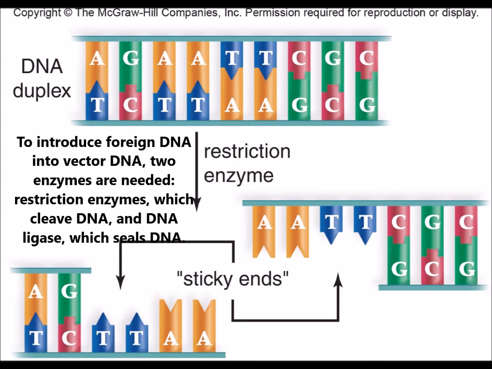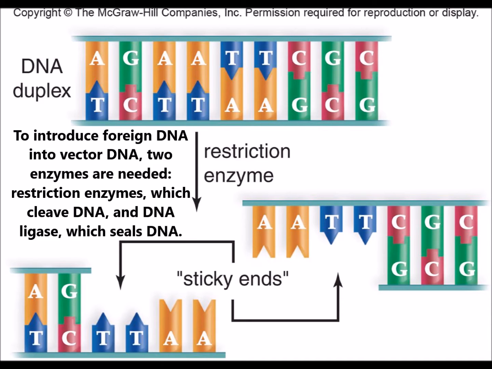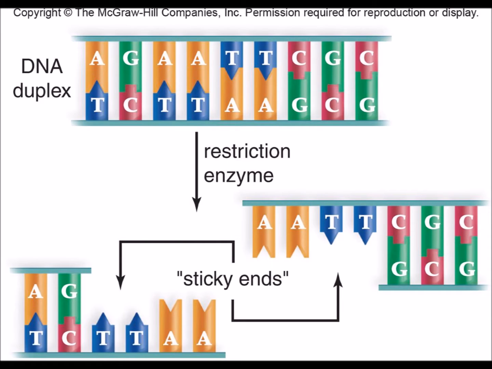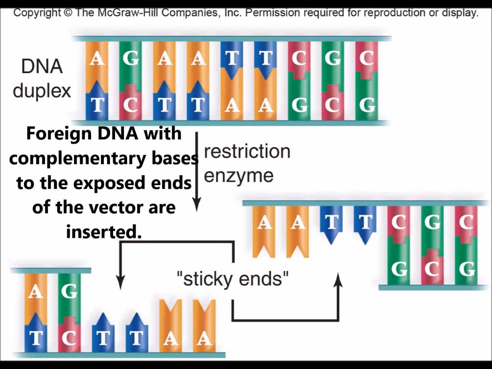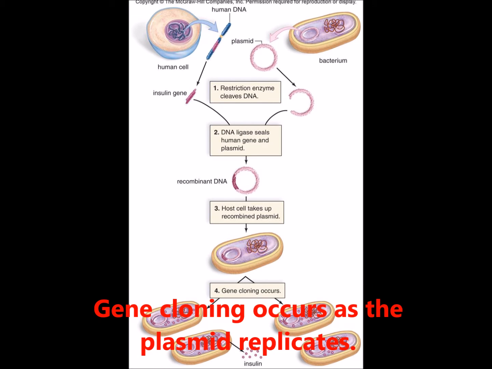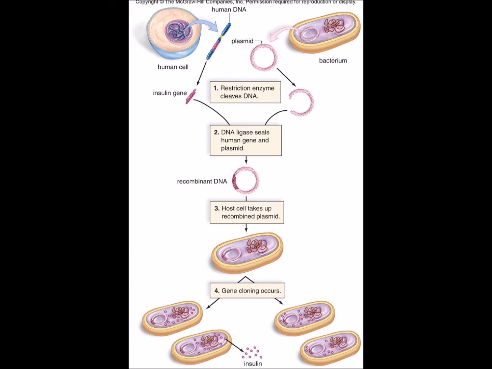To introduce foreign DNA into vector DNA, 2 enzymes are needed: restriction enzymes, which cleave DNA, and DNA ligase, which seals DNA. The restriction enzyme first cleaves DNA at a specific site, creating a gap. Foreign DNA with complementary bases to the exposed ends of the vector are inserted. DNA ligase seals together the human gene in the plasmid, and the host takes up the recombined plasmid. Gene cloning occurs as the plasmid replicates.